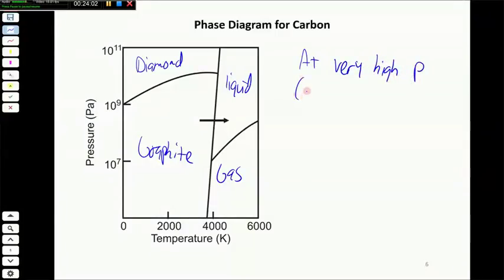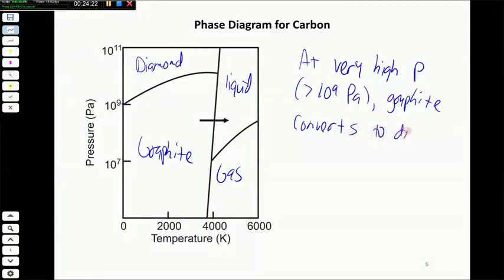So we have to go to, it looks like, anywhere above about 10 to the 9th Pascal, which is a huge pressure. We can convert graphite to diamond. So there are some ways of making synthetic diamonds where you take another source of carbon and convert it into a diamond by going to really high temperatures and or pressures. But it's very expensive and very difficult to do that, so that's why the diamonds that we wear as jewelry still typically are dug out of the ground and not made from graphite.